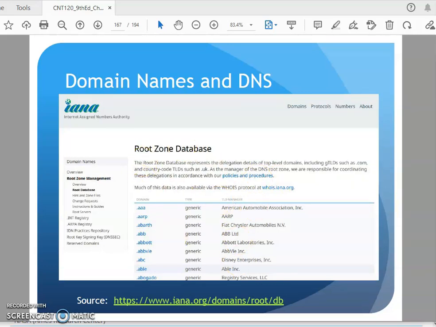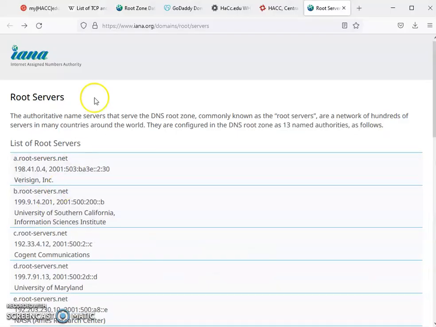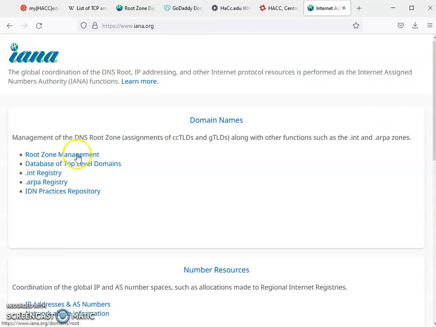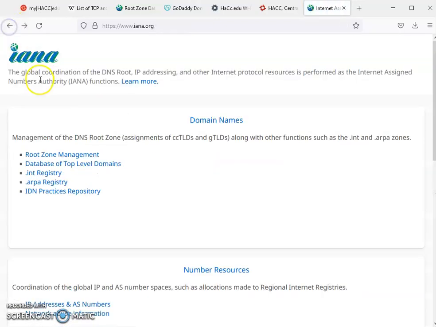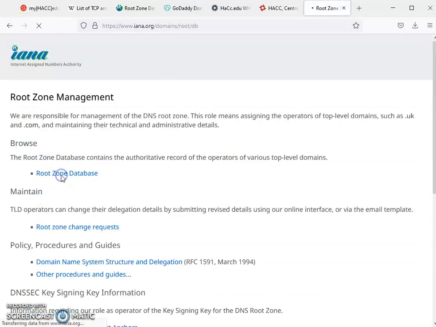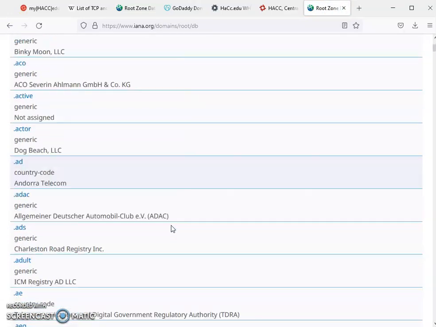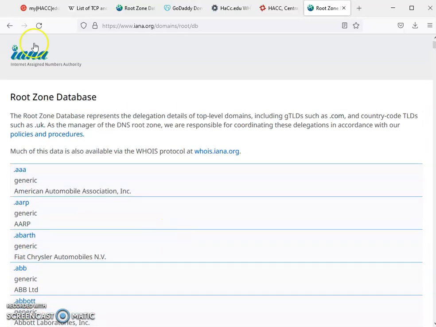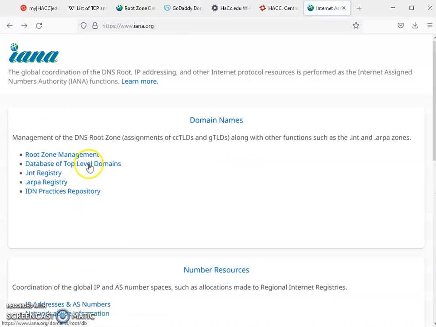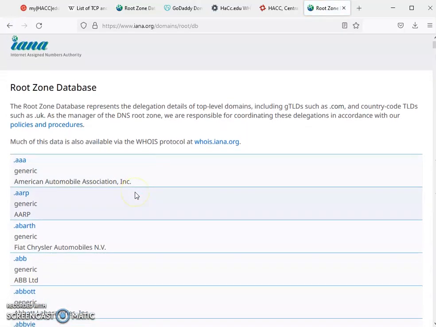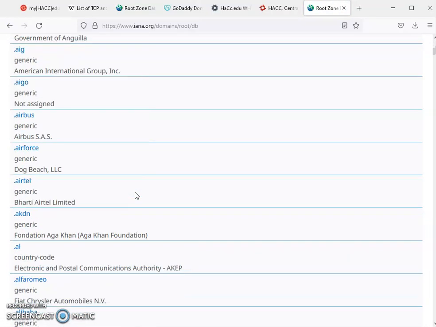So if I go here, I'm going to back out here. I'll go back to IANA. Here is your root zone management. This is where the root servers were. Okay. Actually, I think it's right here. Root zone database. That's where these were, right here. And then my top-level domain, registry of top-level domains. Here they are. Okay, here is all the top-level domains.